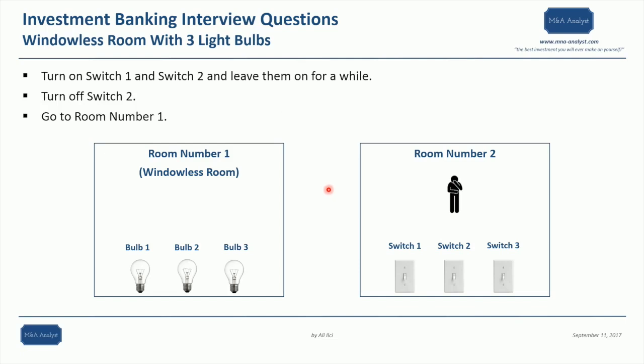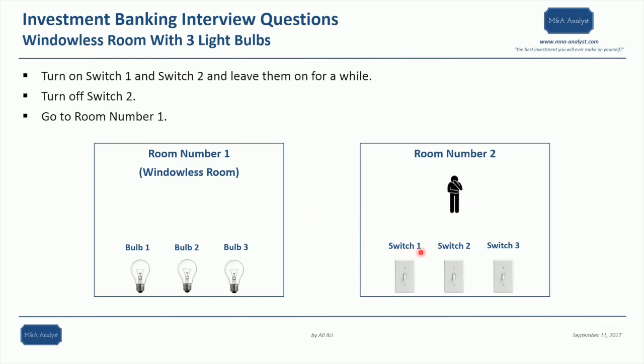So what you need to do is you need to turn on 2 different switches. Doesn't really matter which ones. Let's say switch number 1 and 2. So these 2 are on right now, and we leave them on for a while. Then we turn off one of the switches, let's say switch number 2. And then we can leave this room, room number 2, and go to room number 1.